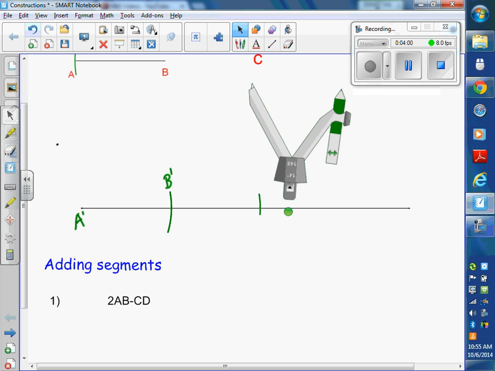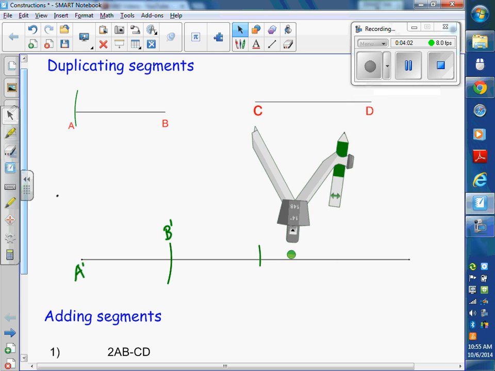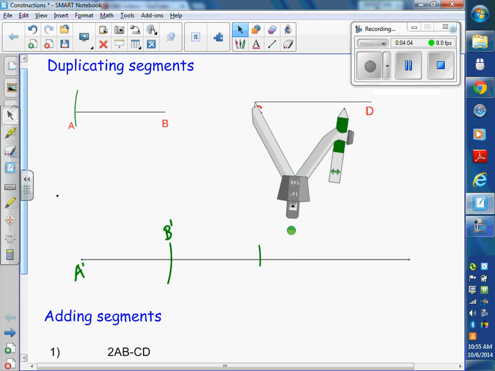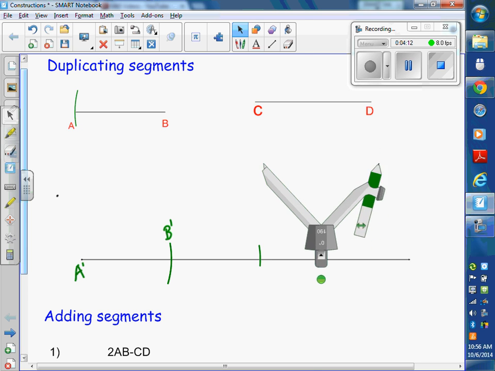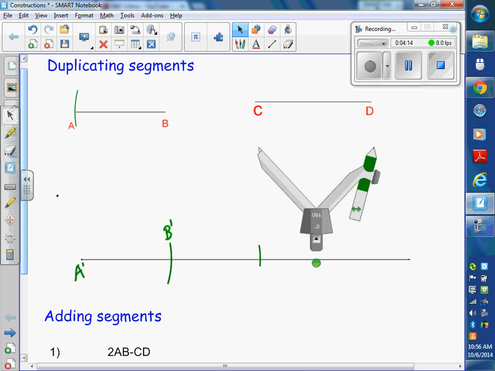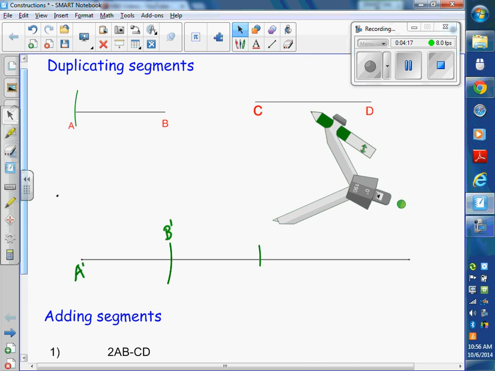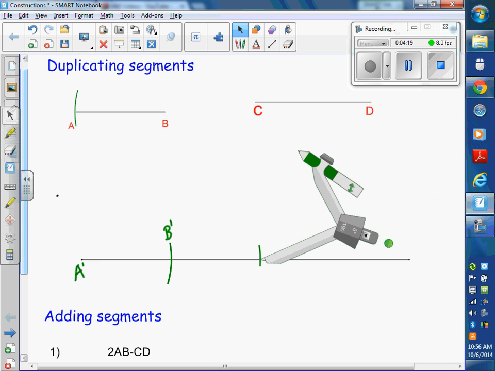So I'm going to go back up to C and get the width of D. And again, you can see there's a little bit of error on the smartboard. And then bring my compass to where I left off. And I'm going to go to the left. So 2AB is in green. Now I'm subtracting out CD.